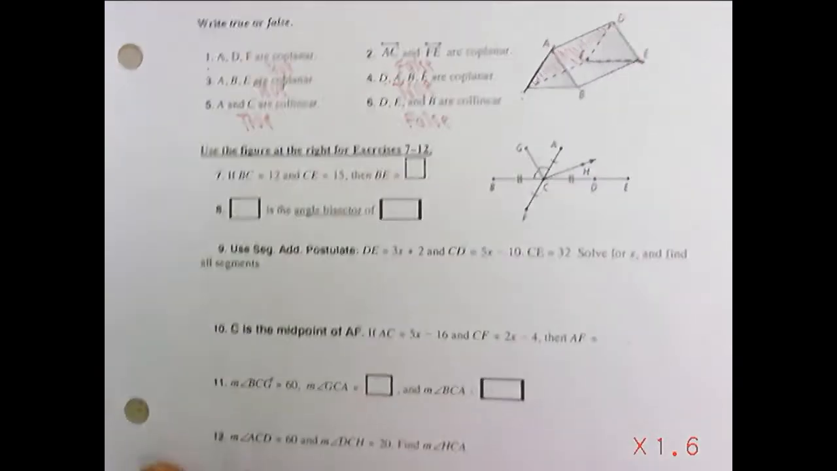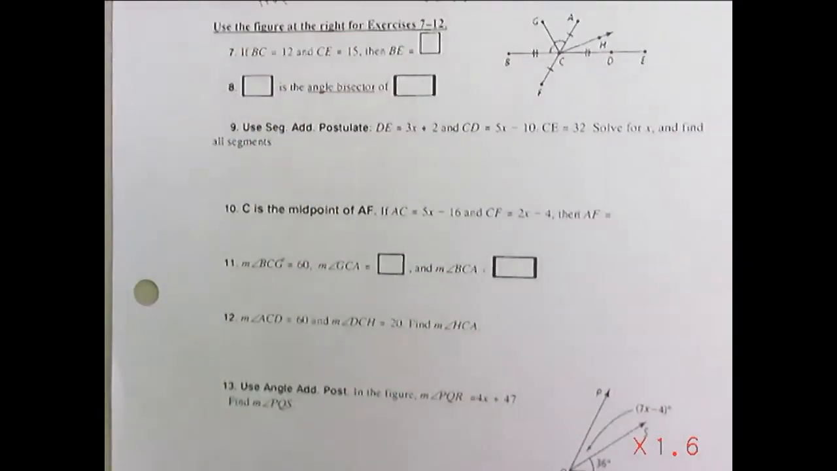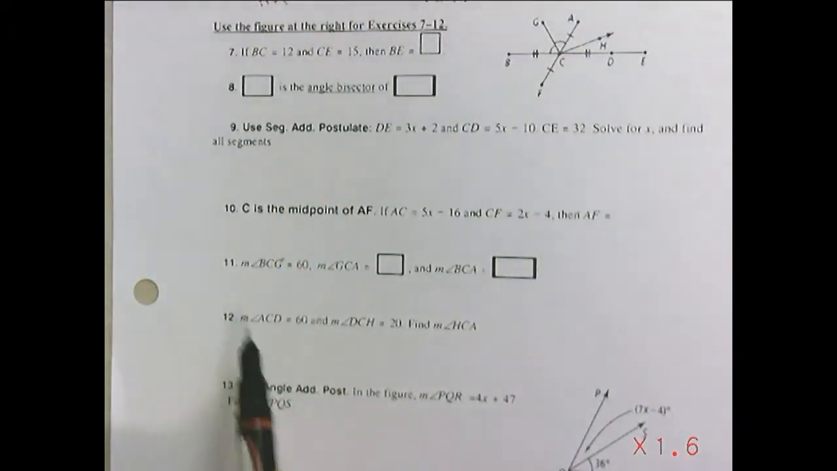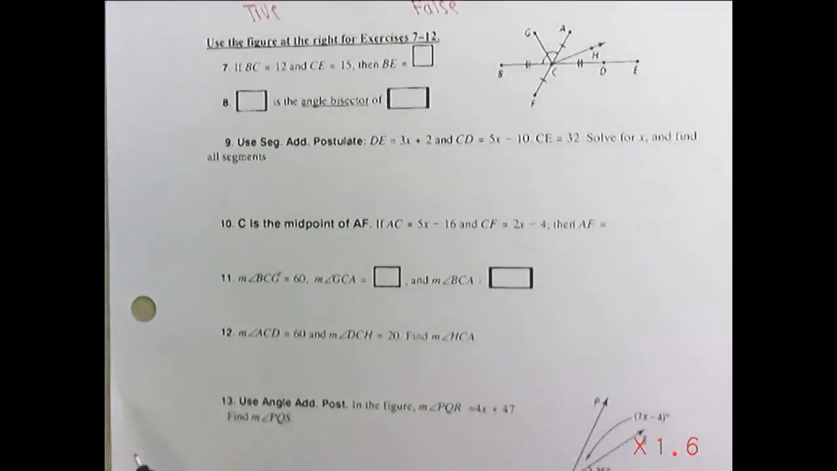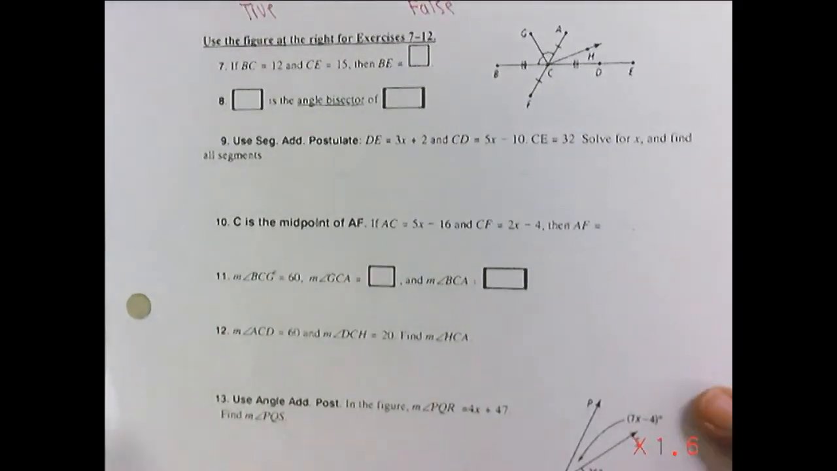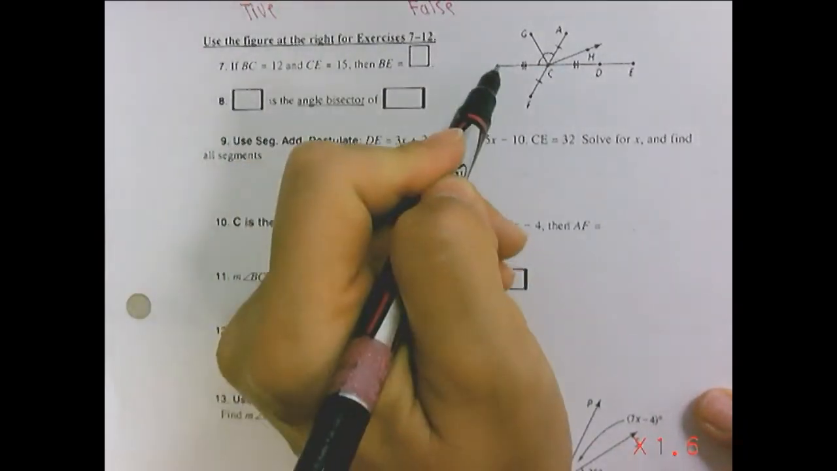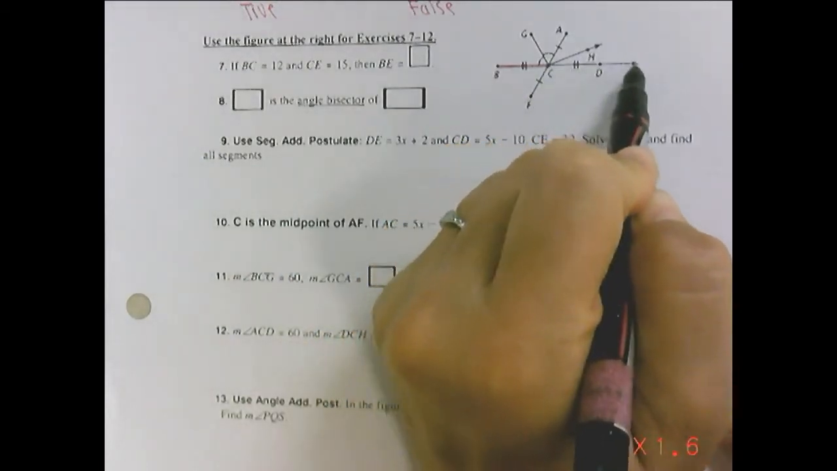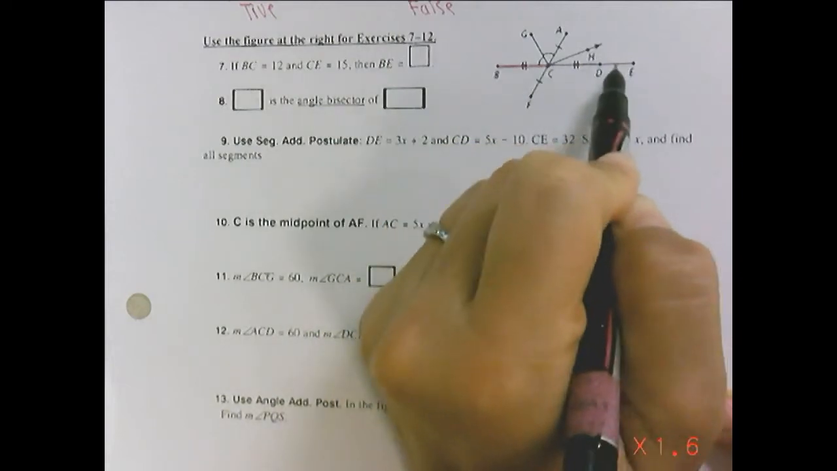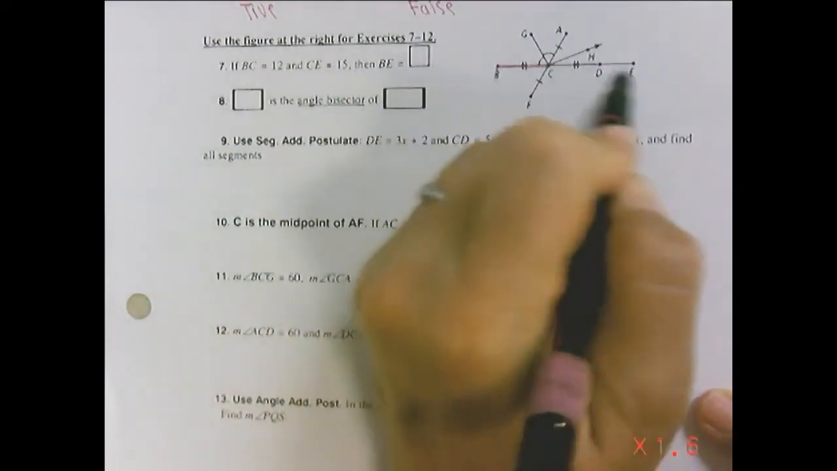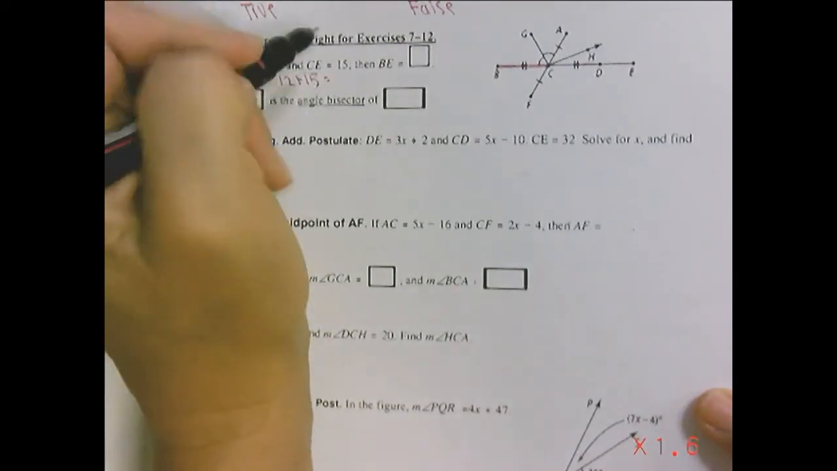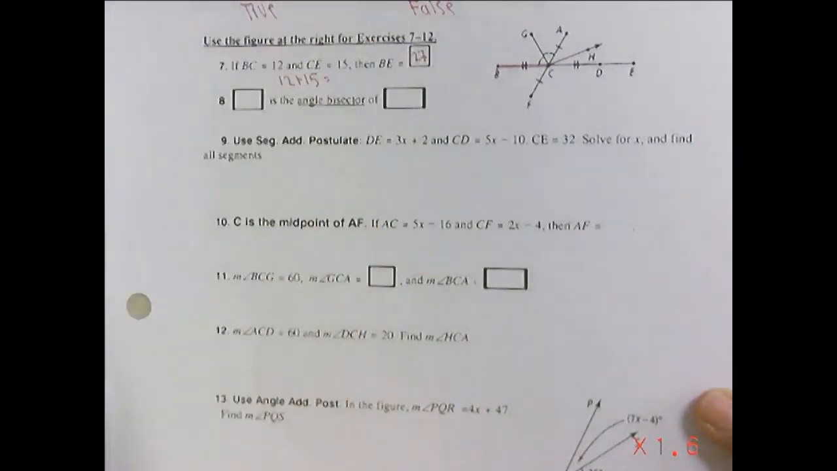All right, as we move along down to numbers 7 through 12, I really want you guys to pay attention to the fact that all the way down to 12, we are going to use this diagram right here. So paying attention to that, let's look. It says that BC, right here is BC, it's 12. And CE, the entire line over here, is 15. It wants to know what the distance from B to E is. So I would do 12 plus 15, and I would get the entire distance, which is 27. Okay, that is number 7.